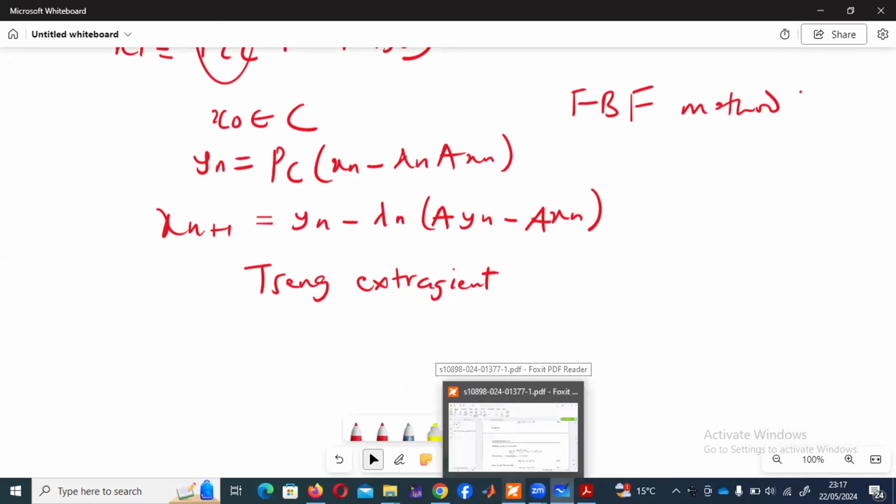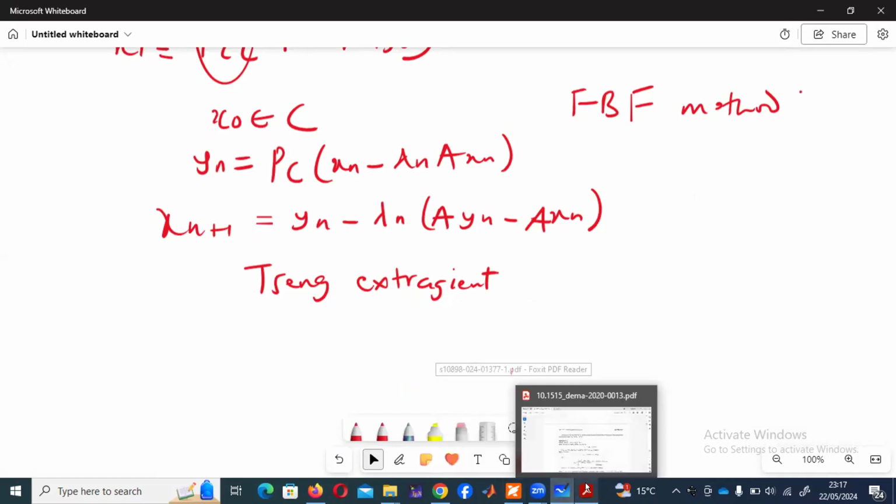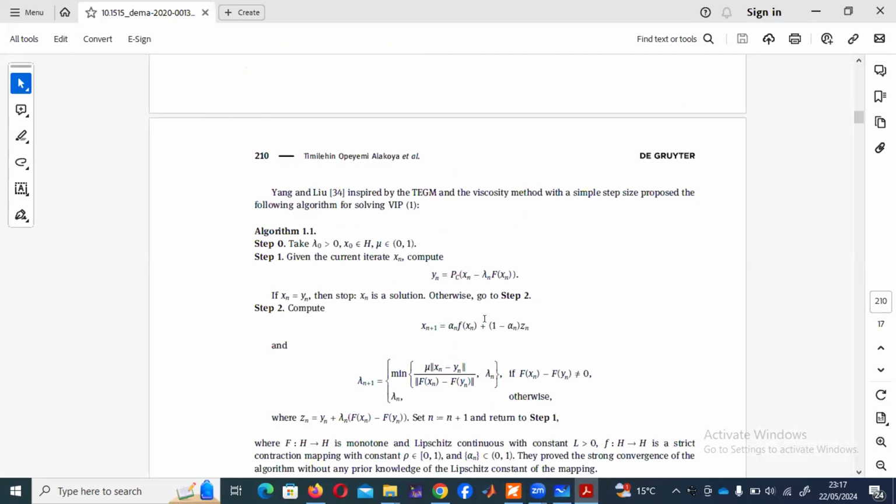Okay. Back to where the paper is. So now, the viscosity method, it is the same thing, inspired by this Censor extragradient method and the viscosity method. Now, what have they done? Instead of having the step length depend on the operator F, they've changed it. They started with an operator A.